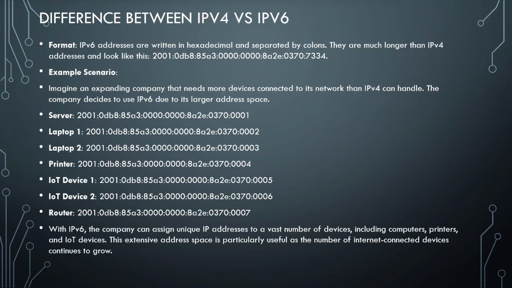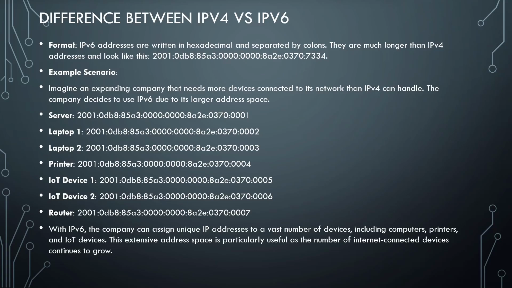Now we can understand the difference between IP version 4 and IP version 6. IP version 6 addresses are written in hexadecimal and separated by colons, and they are much longer than IP version 4 addresses. IP version 4 uses 32-bit addresses, and IP version 6 uses 128-bit addresses. As a real-world example, if you have a small company that is just starting, your company may have around 2 to 5 devices, a limited number of devices, then the company can use IP version 4 very comfortably.